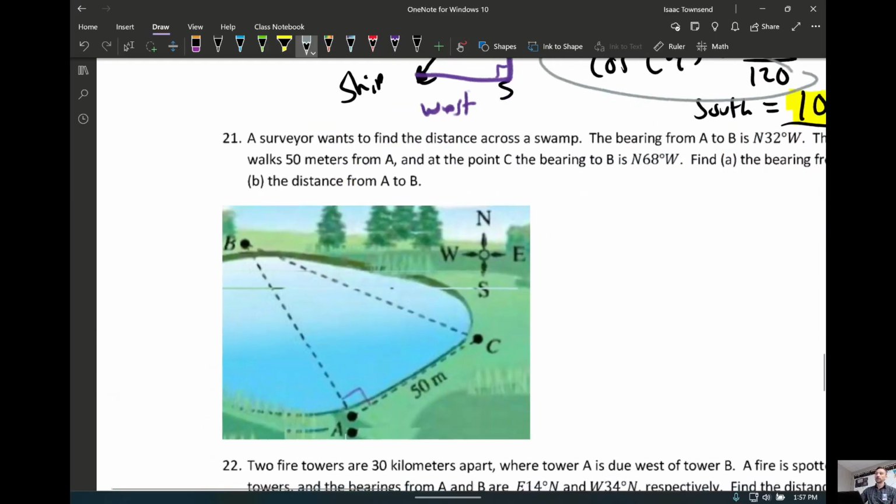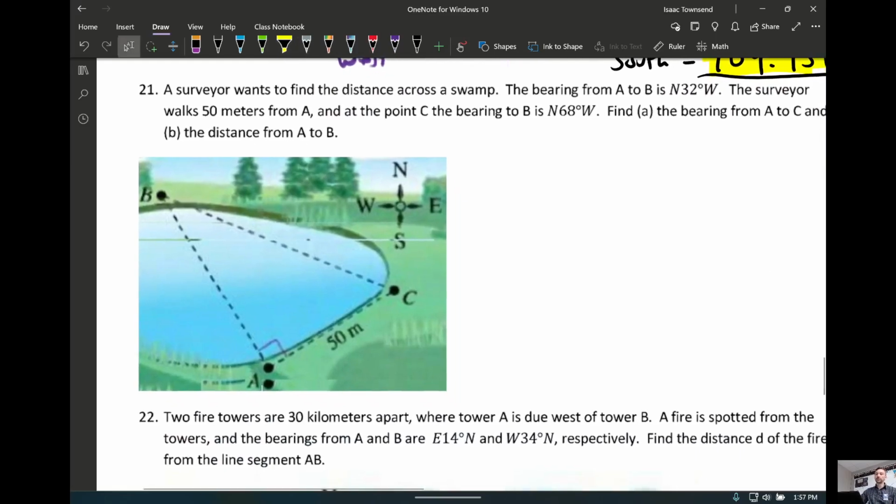Okay, number 21, we got 3 left. 21 and 22 I think are the two hardest though. 21 is going to require us to use some bearings again, and this one takes a little bit more thought than some of the other ones do. So likewise, I want you to go ahead and try to add some of that information to the picture. Try to think about what it is you need to find to get the answers.